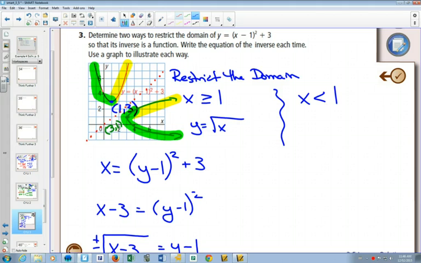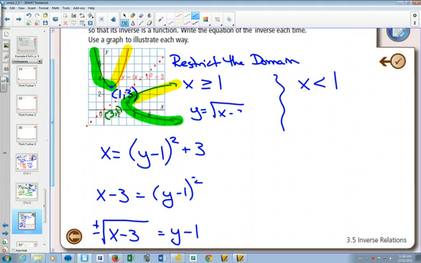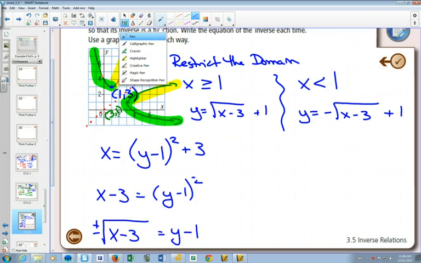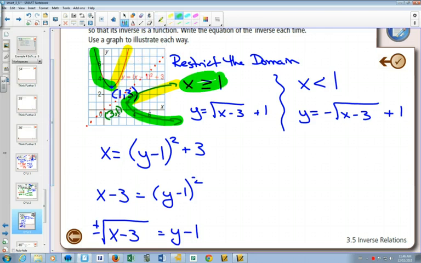That corresponds to the plus square root of (x minus 3), plus 1. And the green part corresponds to the negative. So again, I'll highlight. Oh, highlighters are not being nice to me.